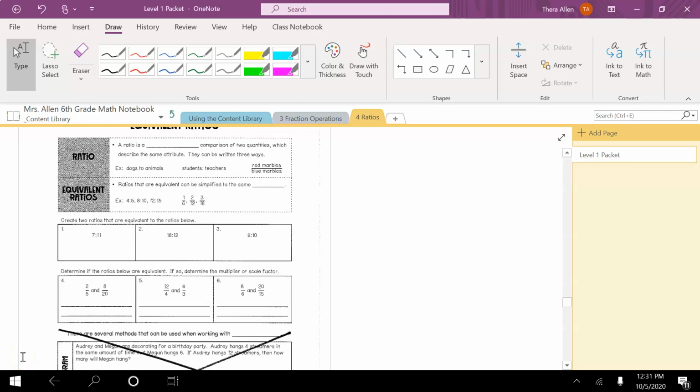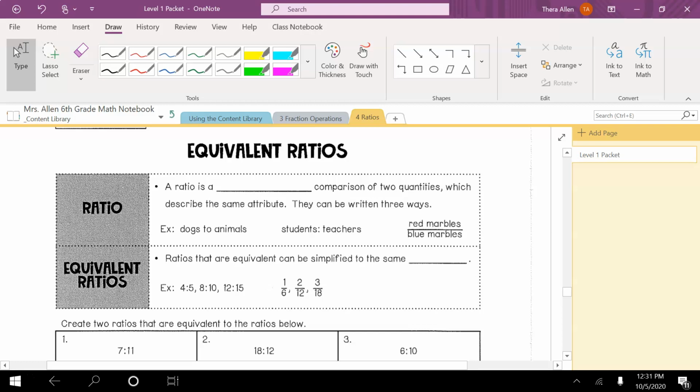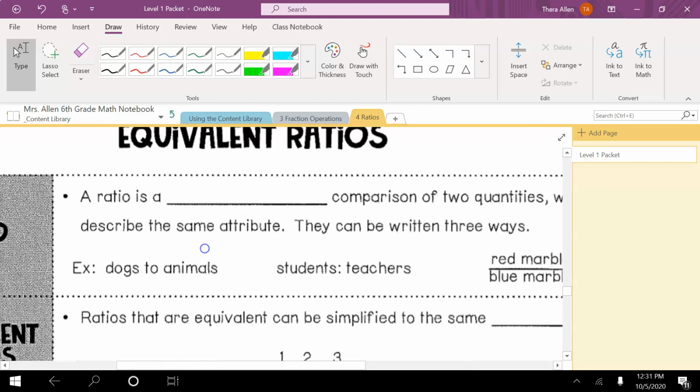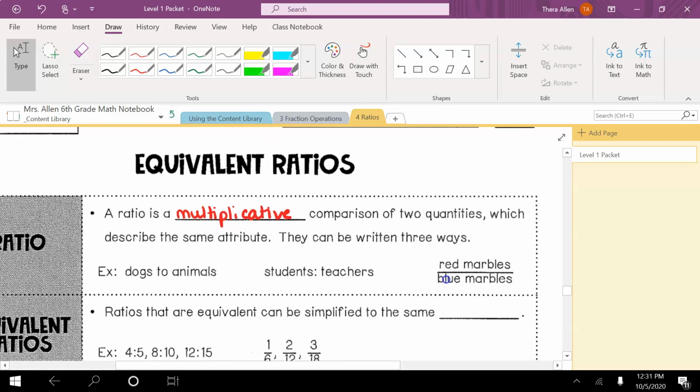Let's talk a little more about equivalent ratios. Once again, a ratio is, and we're going to use a word that you might not have heard before, multiplicative. This means you can multiply it. It is a multiplicative comparison of two quantities which describe the same attribute.